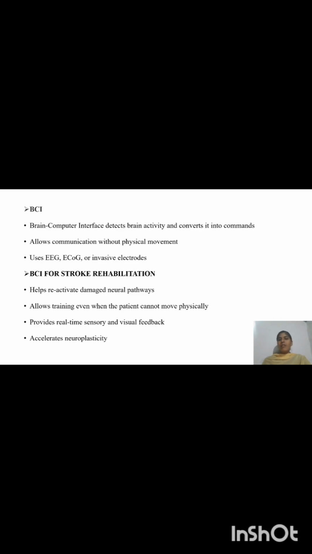A BCI is a brain computer interface that detects brain activity and converts it into commands. Every organ works only under brain commands, so the interface detects the brain commands and allows communication without physical movements. Patients who have no physical movements can also use this BCI method. It uses EEG, ECoG and invasive electrodes, with electrodes placed in the brain regions, 10 to 20 leads and electrodes.